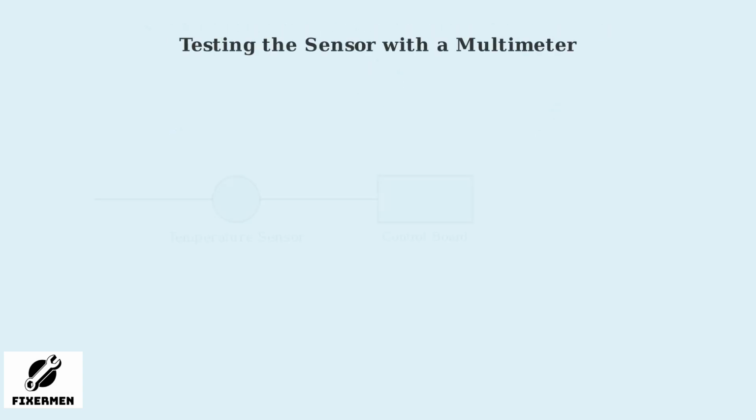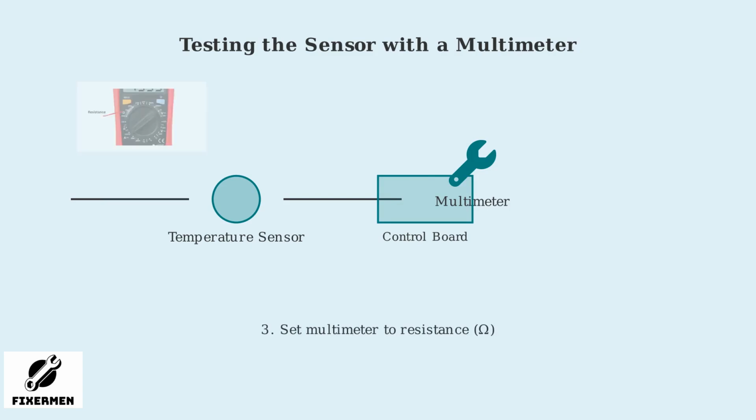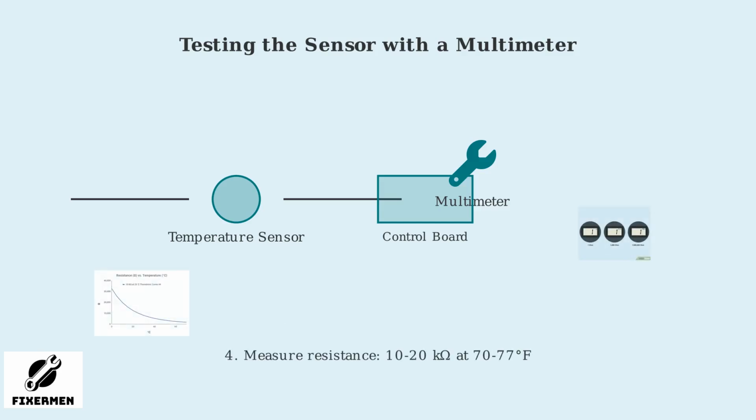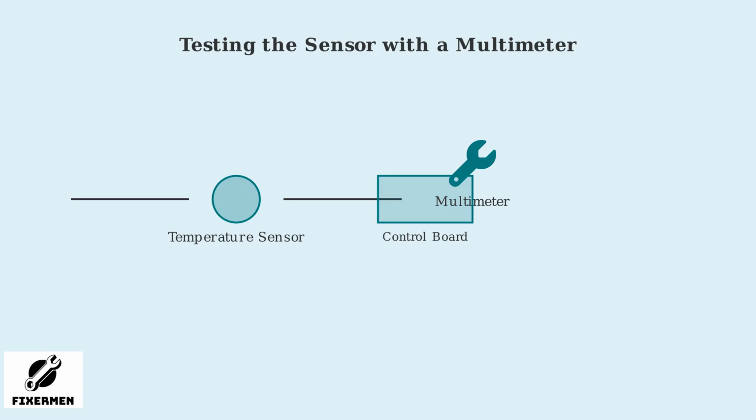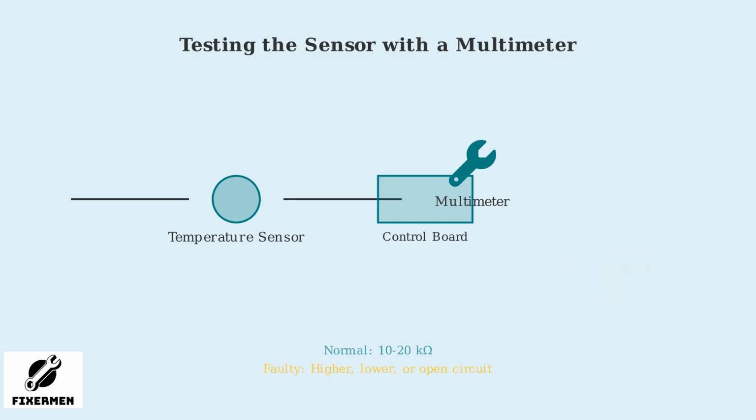If initial troubleshooting doesn't resolve the F1 error, test the room temperature sensor with a multimeter. The sensor connects to the control board via wires. A failure here causes the F1 error. First, unplug the AC unit for safety. Then disconnect the sensor wires from the control board. Set your multimeter to resistance mode. Touch the probes to the sensor wires. A normal sensor shows 10 to 20 kiloohms resistance at room temperature, around 70 to 77 degrees Fahrenheit or 21 to 25 degrees Celsius. If the reading is significantly higher, lower, or shows no continuity, the sensor is faulty and needs replacement.